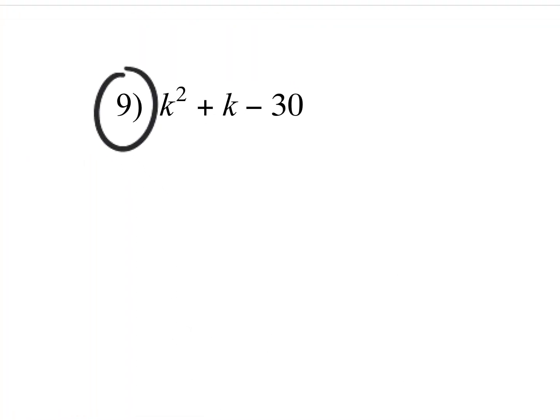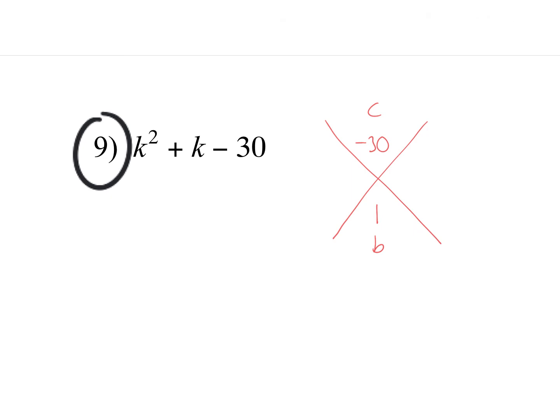Number 9, we have k squared plus k minus 30. We are going to do our diamond or our x here. C is going to go on top, B is going to go on the bottom. What's our C? Negative 30. And what's our b? What's in front of the k there? There's nothing there, so it's going to be a what? It's not a 0. If you said 0, good guess, though. It's going to be a 1. So we need two numbers that multiply to negative 30 and add to 1.